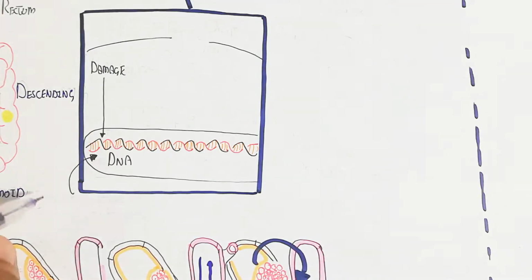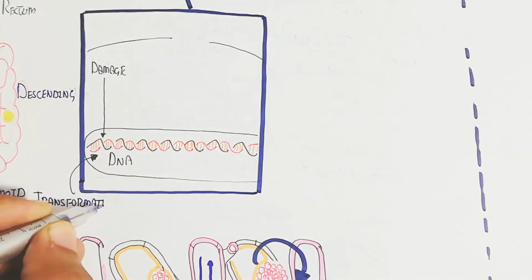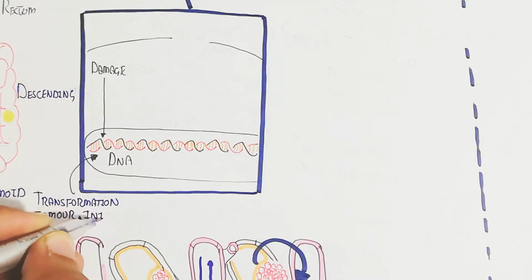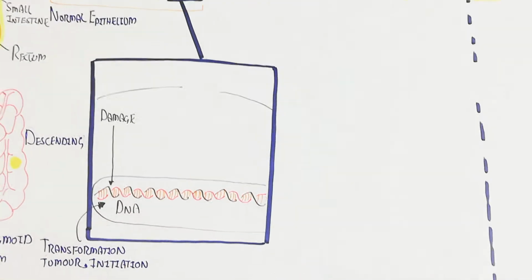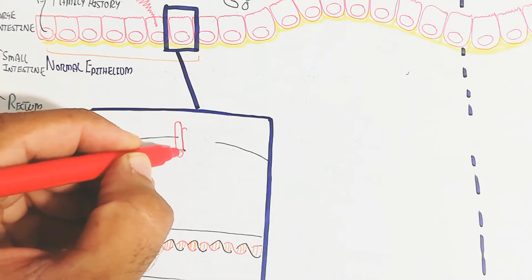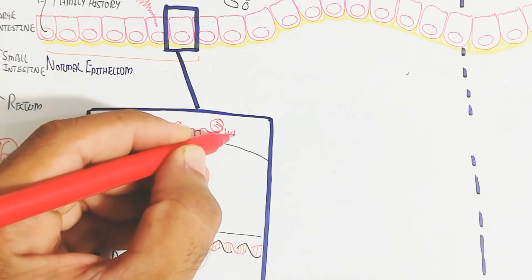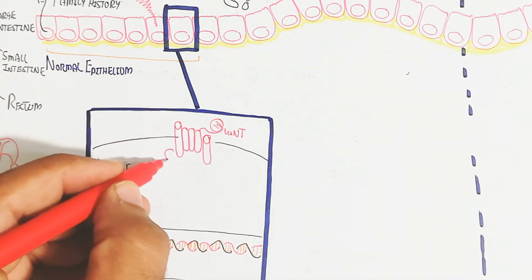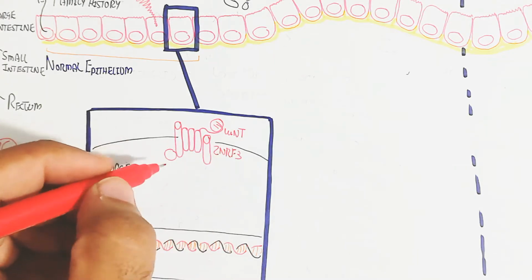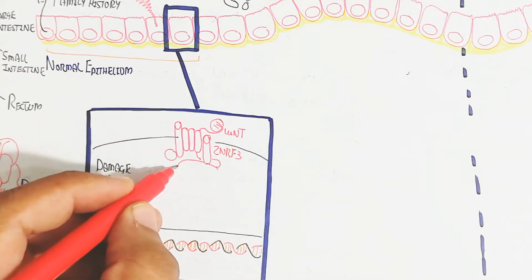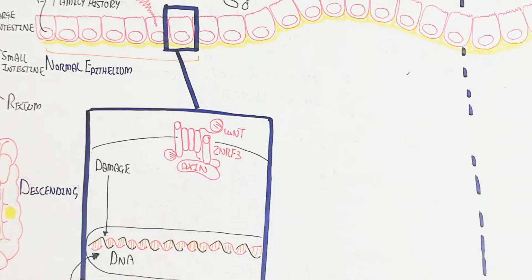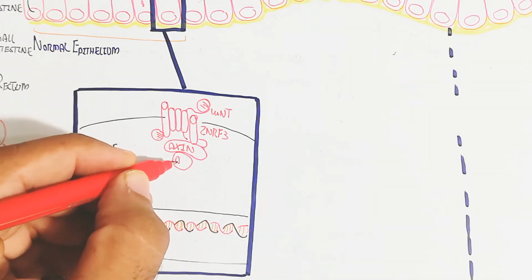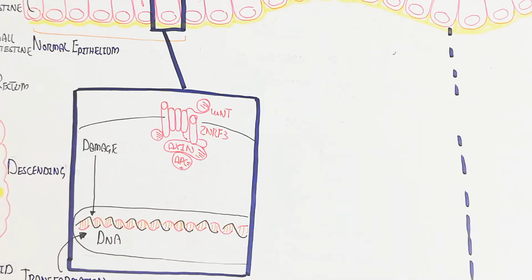Here you can see this is the cell in which damage of the DNA in the nucleus will lead to transformation and tumor initiation. This is stage 0, which will lead to the Wnt beta-catenin pathway.